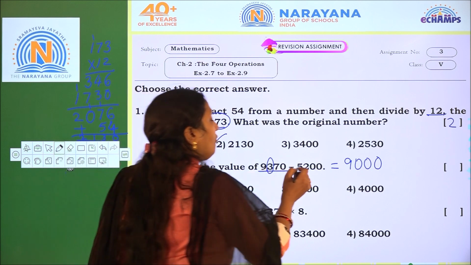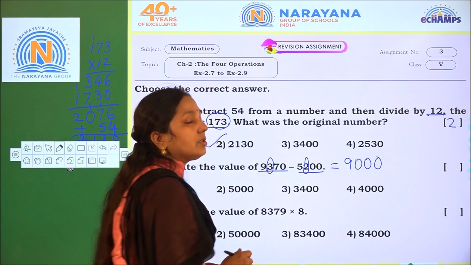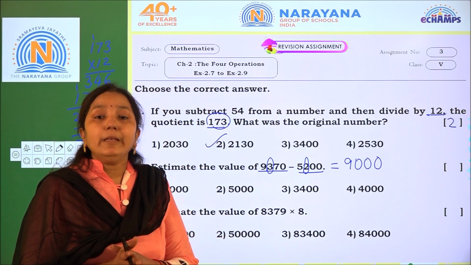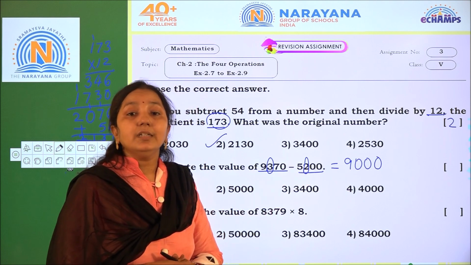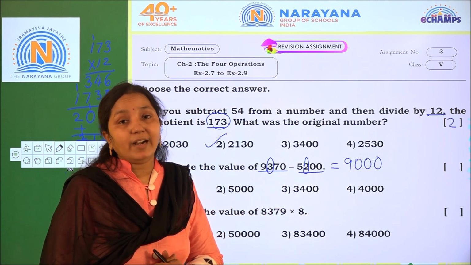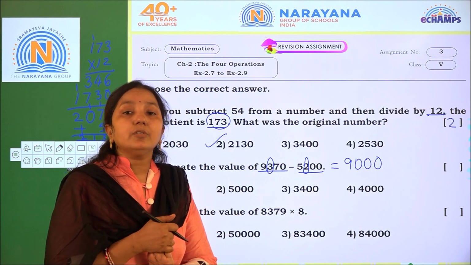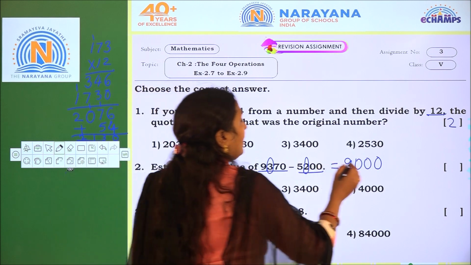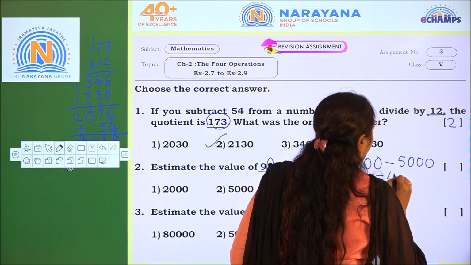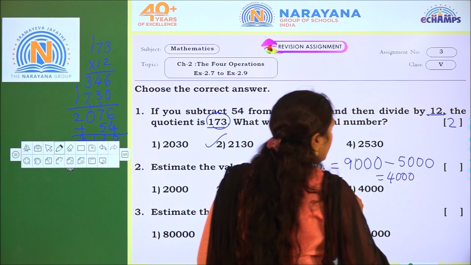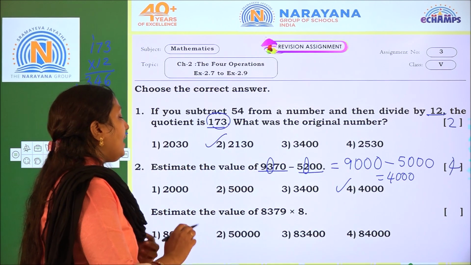Now coming to 5200. What is the hundreds place number? 2. So 2 is below 5, which means we take the lower thousand. That means the number 5200 is between 5000 and 6000. So which is the lower one? 5000. That means 9000 minus 5000. So what is the answer, children? 4000. So which is the correct option? Option 4.